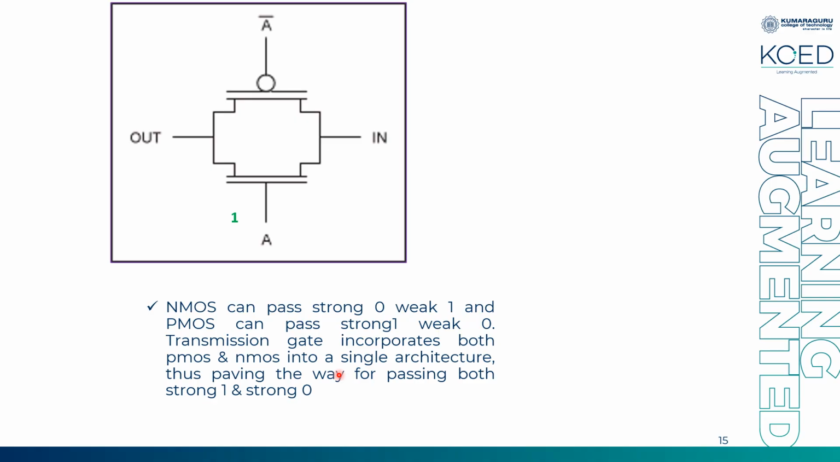Now if I have 1 here and 0 here, my NMOS will be in on condition and my PMOS also will be in on condition, so my output will be high. Your PMOS will be chosen for passing a 1, since it is good at passing a strong 1. I told you in the last slide, if both transistors are on, the low resistance path will be chosen. So my PMOS will be chosen for conducting a high value.